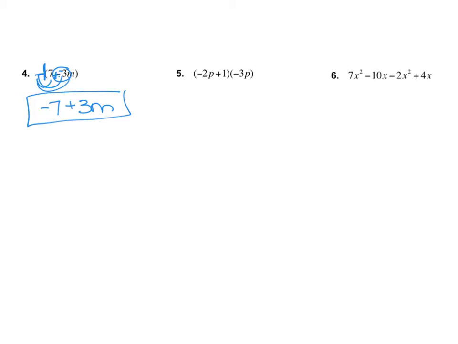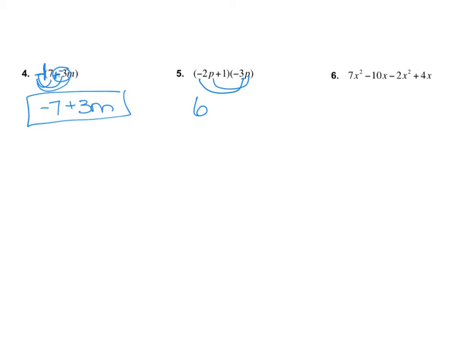All right, so now our next one, I have negative 2p plus 1 times negative 3p. All right, so I'm going to take this right here, and let's multiply our integers first. I have negative 3 times negative 2. That's going to give me a positive 6. A negative times negative is positive.